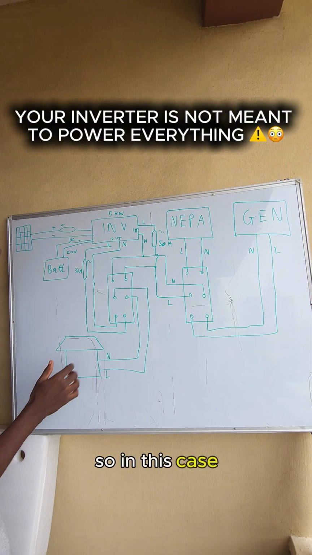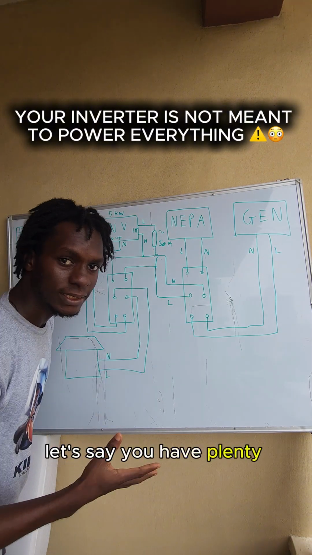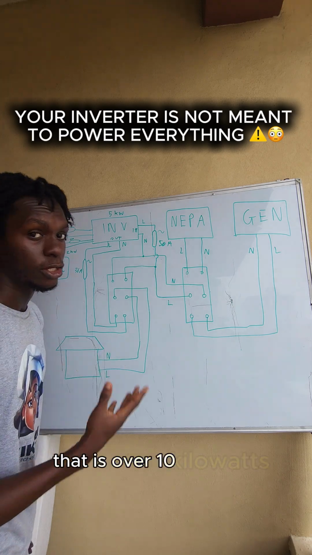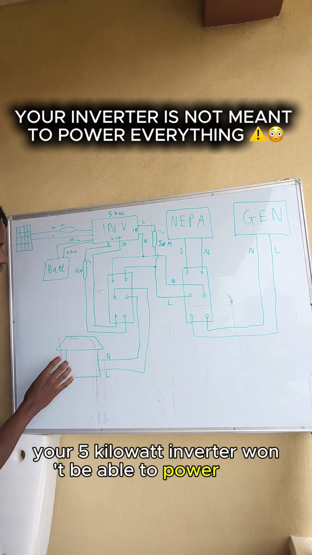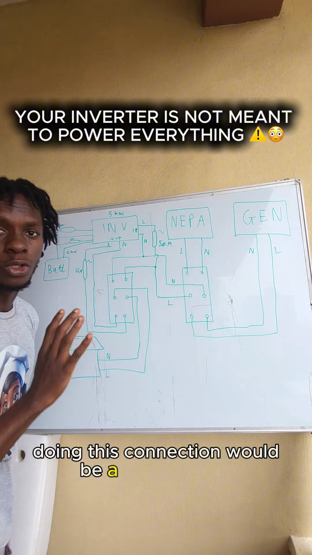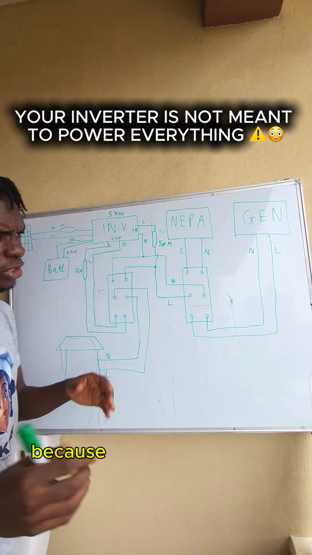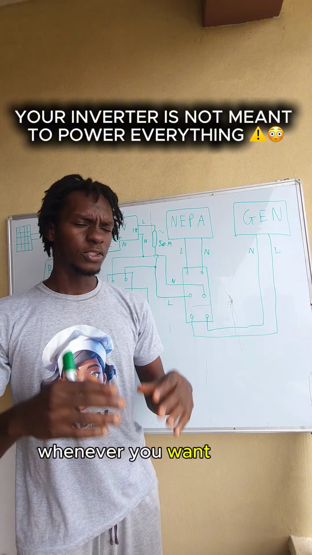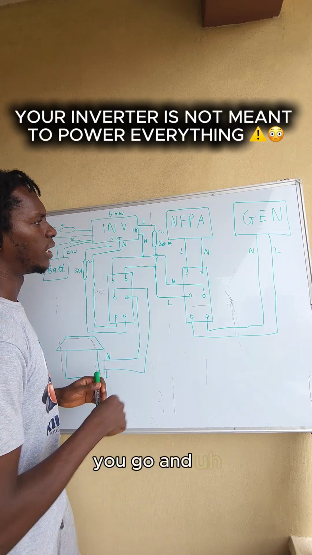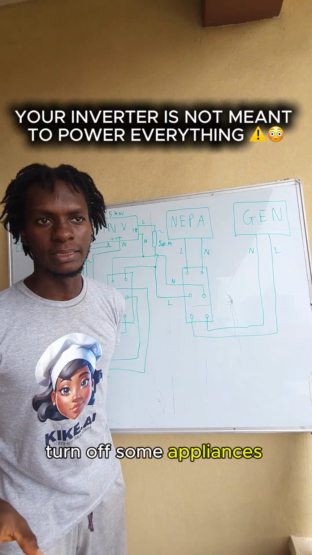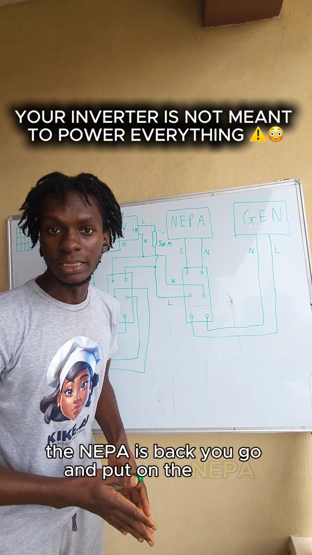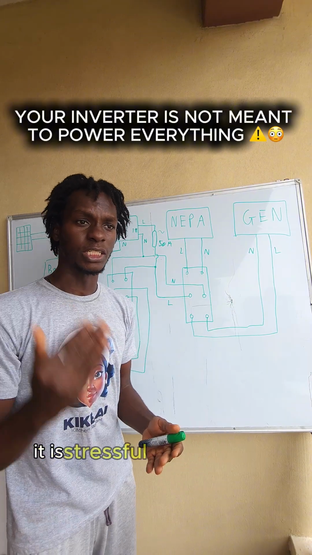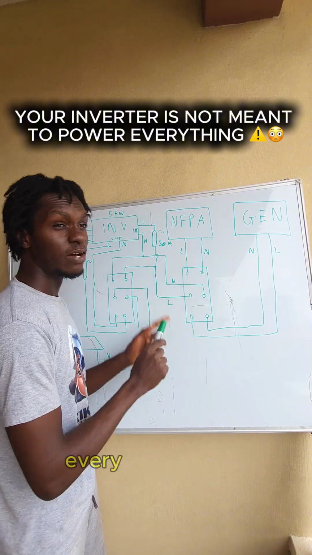So in this case, let's say you have plenty of things in your house that add up to over 10 kilowatts. Normally your 5 kilowatt inverter won't be able to power that. So doing this connection will be a total disaster, because you won't even say, okay, whenever you want to use the inverter, you go and turn off some appliances, and whenever the NEPA is back, you go and put on the NEPA. It doesn't make any sense. It is stressful. You have to be going to your changeover every now and then.